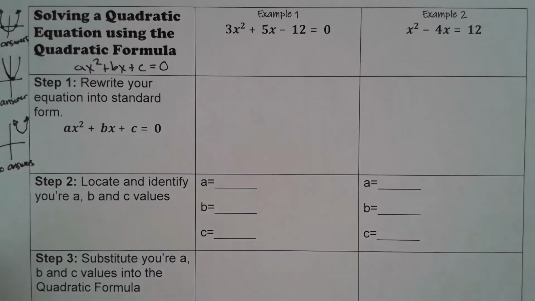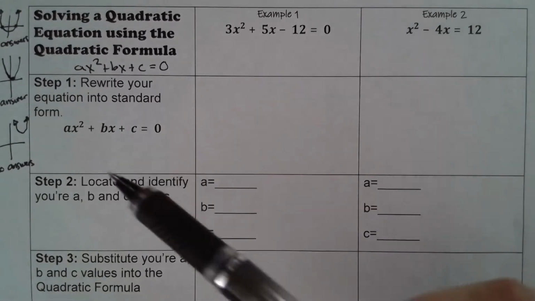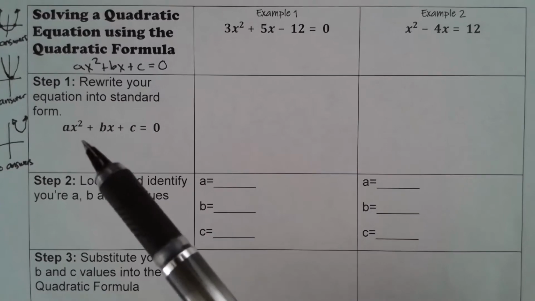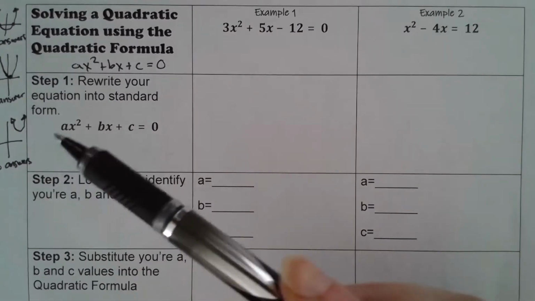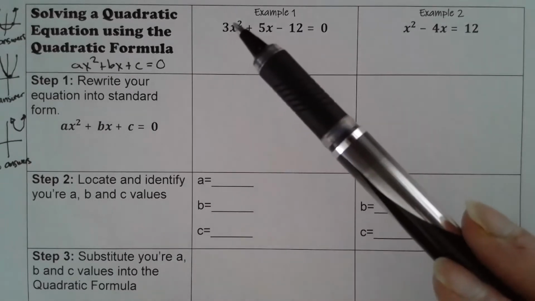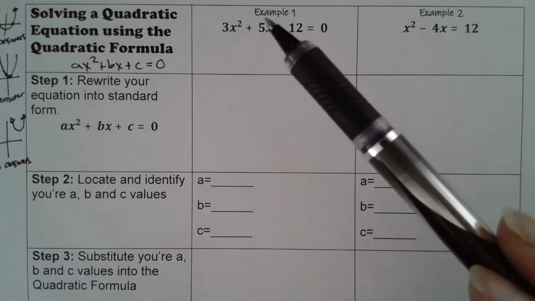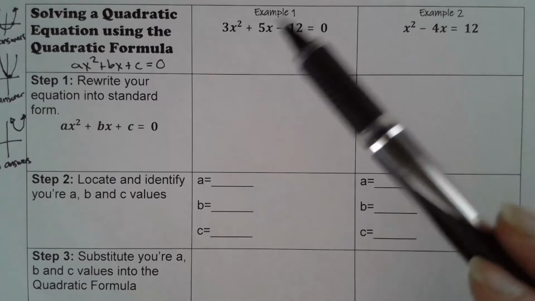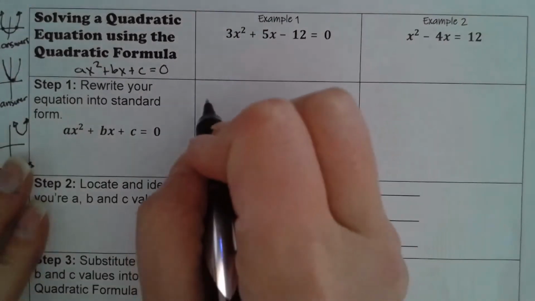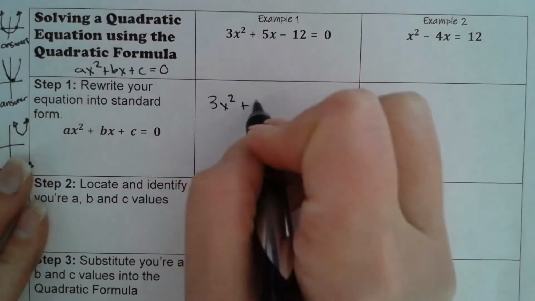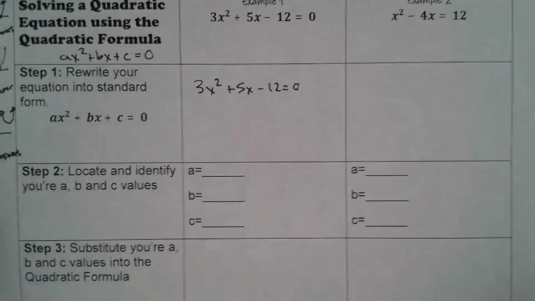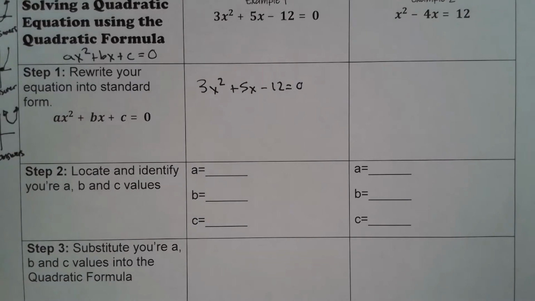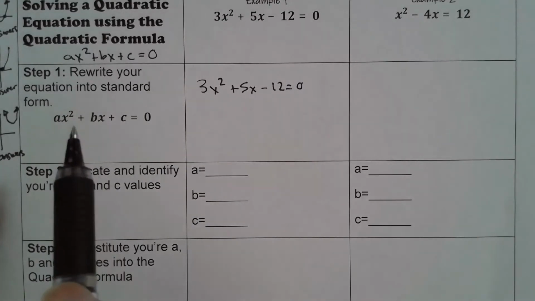So we've got our two examples. In step 1, we're going to make sure it's rewritten in this standard form: ax squared plus bx plus c equals 0. The a, the b, the c are just the numbers. So a right here is 3, b is 5, c is negative 12. So our first one is actually already set up, but that's always our step 1. Rewrite it so it looks like this.